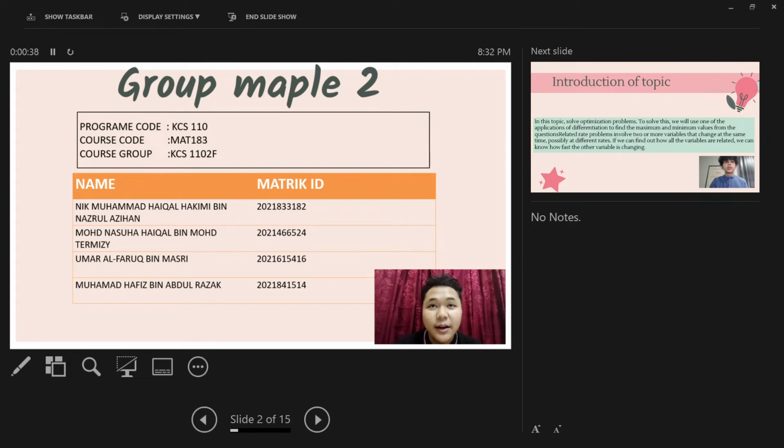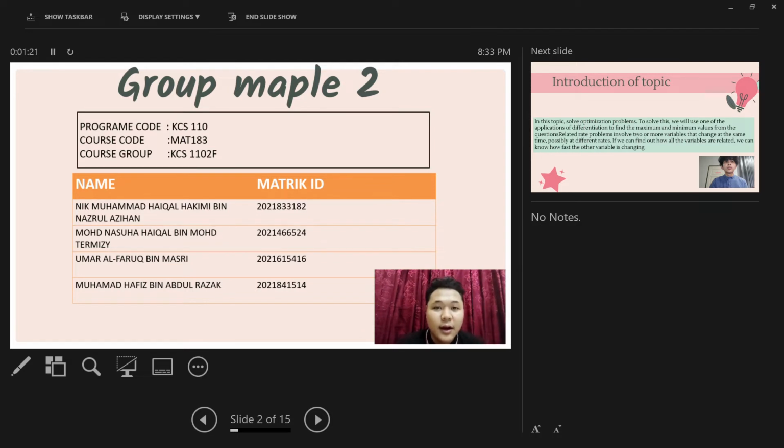First one is Nick Muhammad Haikal Hakimi bin Nazrul Azihan. Matric ID is 2021-833-182. So next is Muhammad Naswa Haikal bin Muhammad Termizi. Matric number 2021-466-524. So the next group member is Umar Al Farouk bin Masri, 2021-61-54-56. So the last group member is me, Muhammad Hafiz bin Razak. Matric number 2021-84-1514.